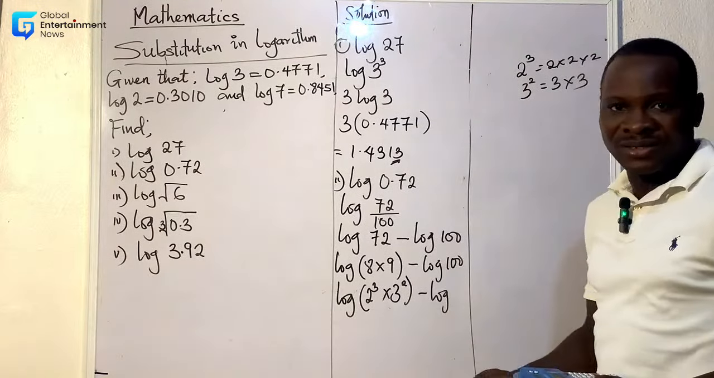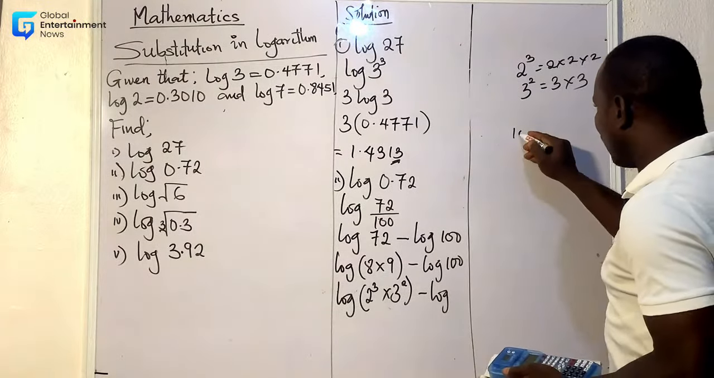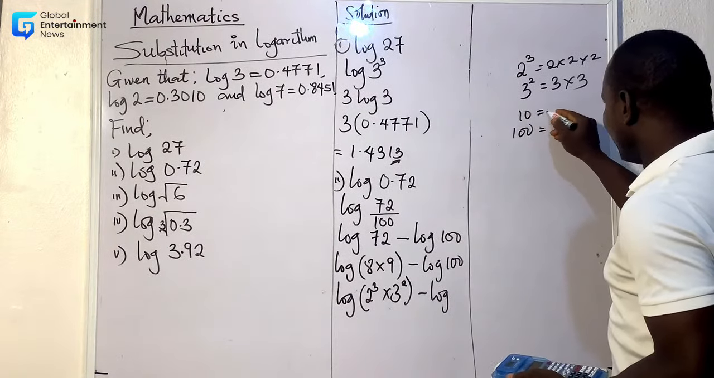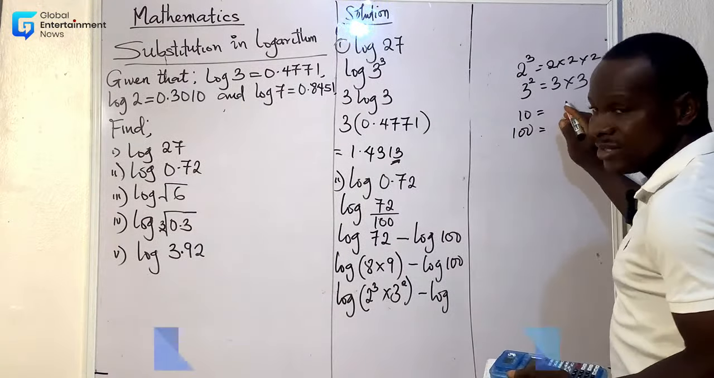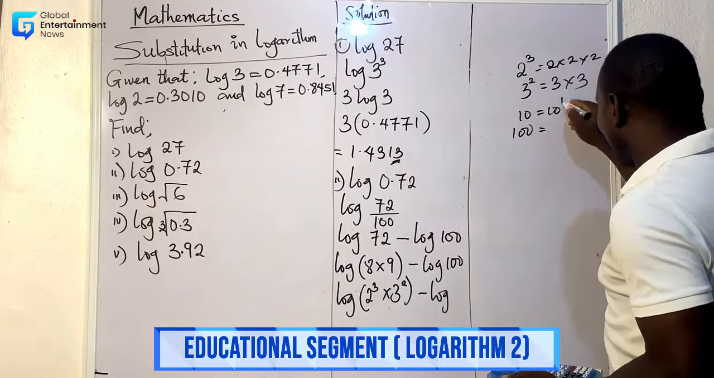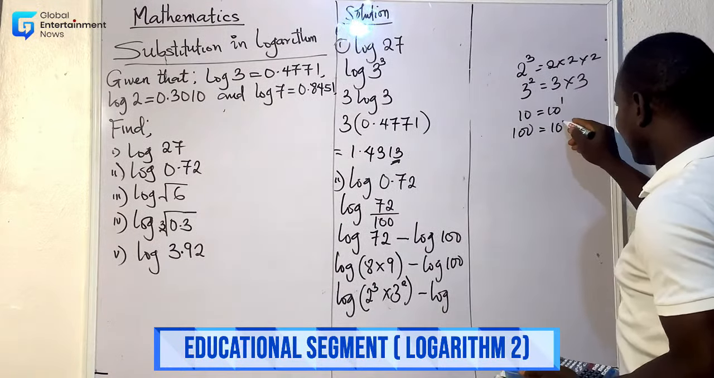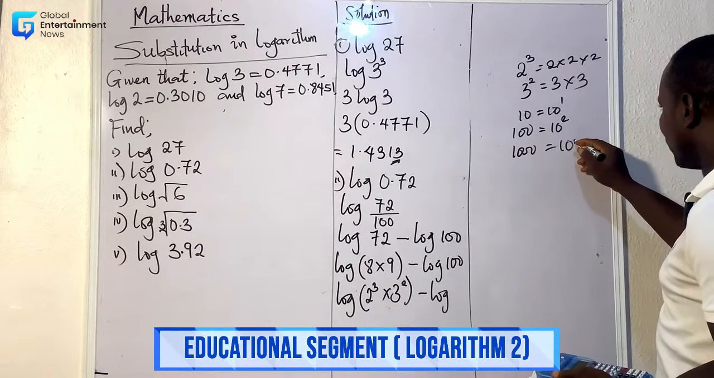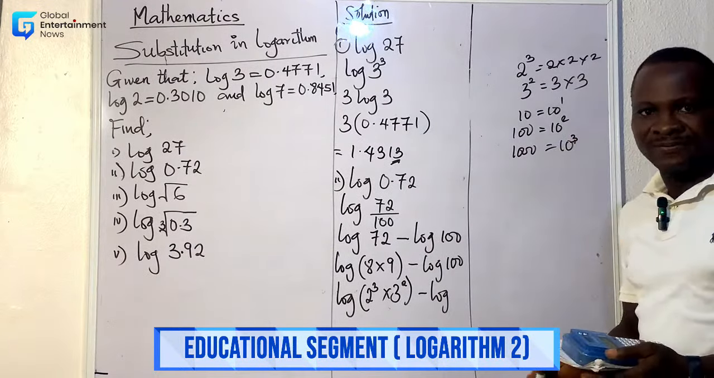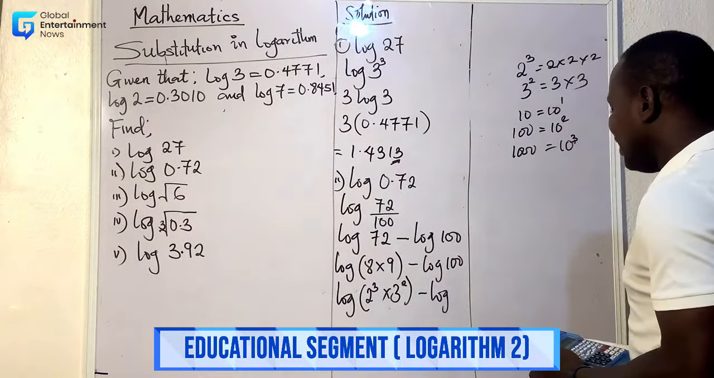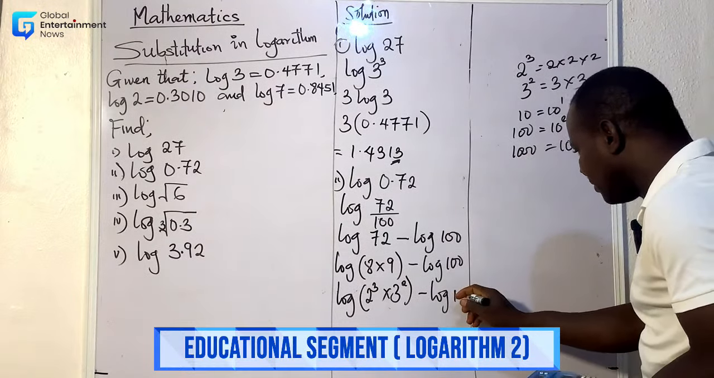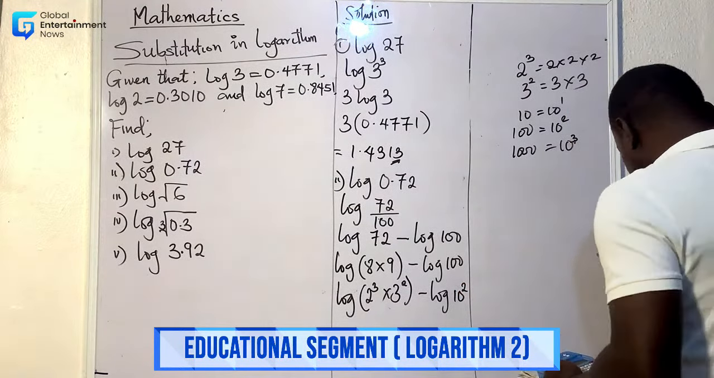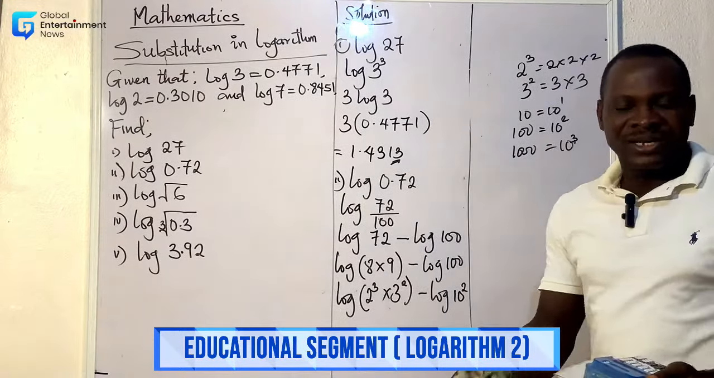To the power of what? 10. Thank you very much. You know, under indices, 10 is 10 raised to power 1. 100 is 10 raised to power 2. 1000 is 10 raised to power 3, etc. Now, what we have here is 100. That is 10 raised to power 2.